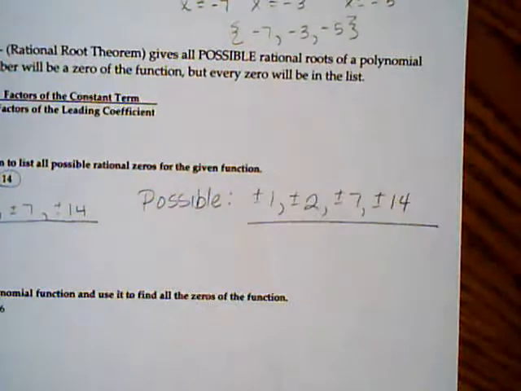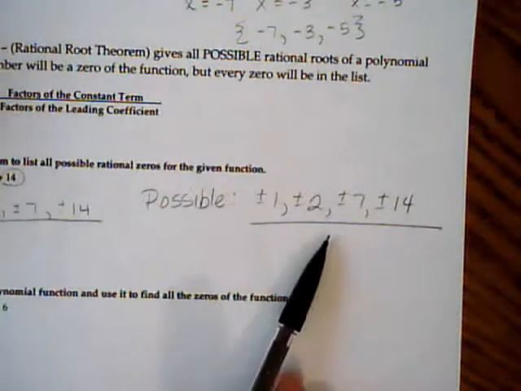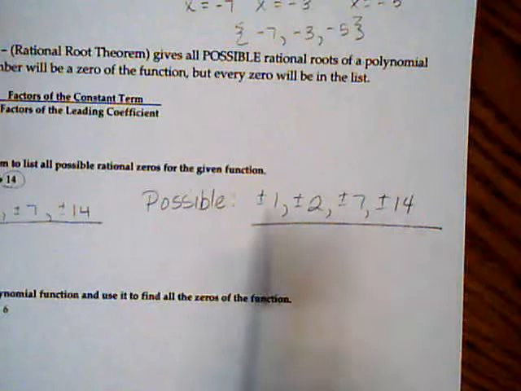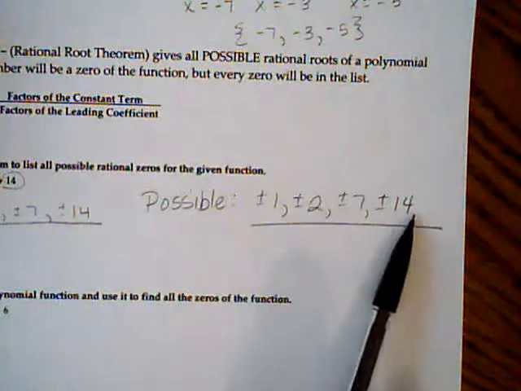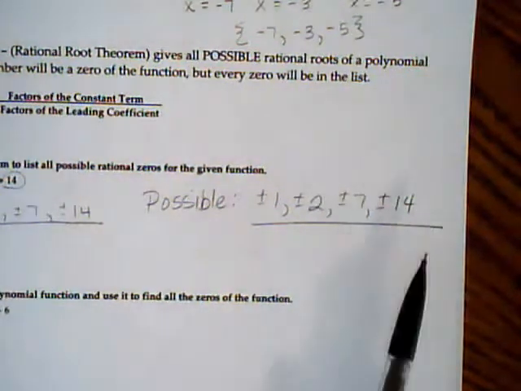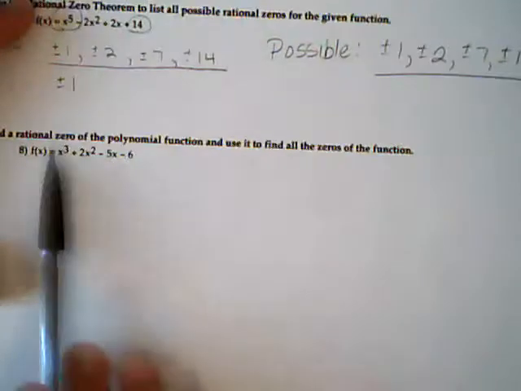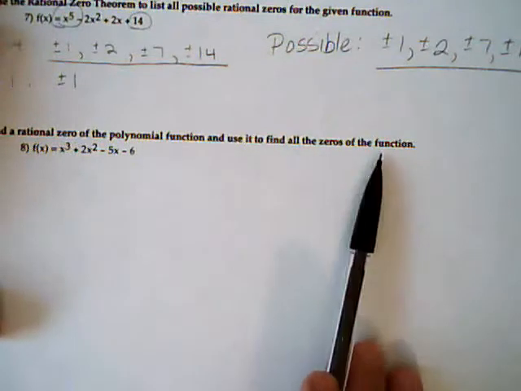This is one problem like you'll have on the homework. They just want the possible roots. Like it says, not every one of these numbers is actually a root or a solution, but your solution is given here. You could find what those are by using synthetic division, and that's what you'll have to do on number 8. It says find a rational zero and use it to find all the zeros of the function.